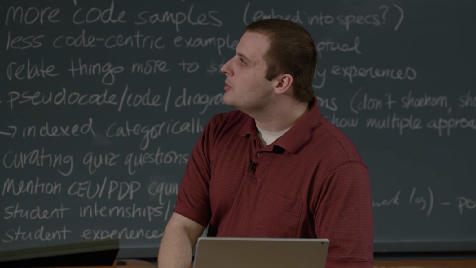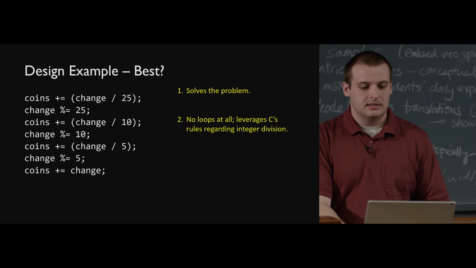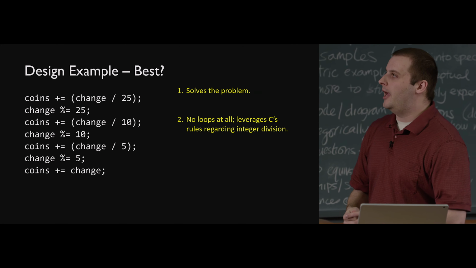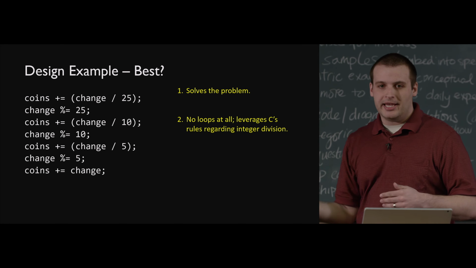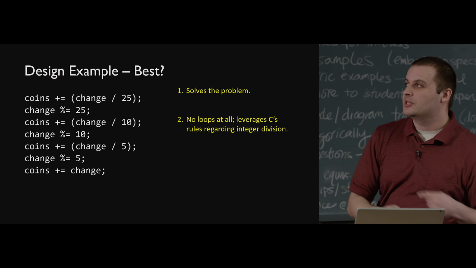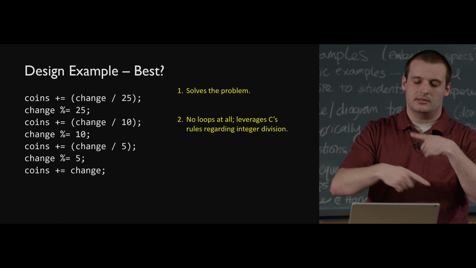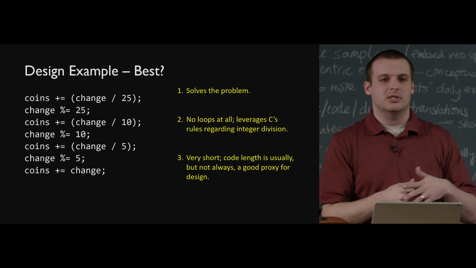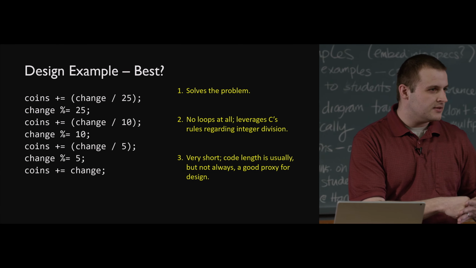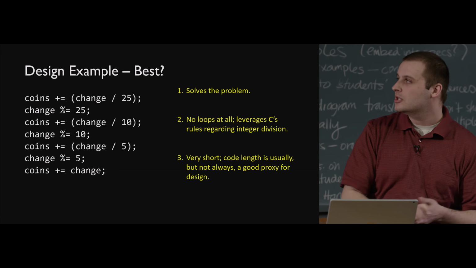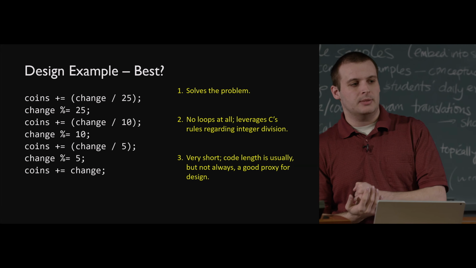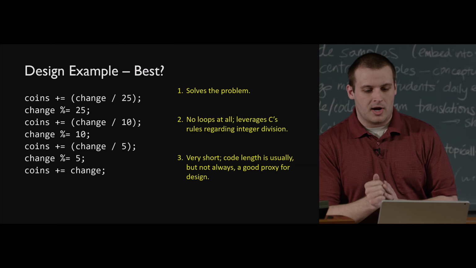And so this solution is pretty cool because it solves the problem, and it doesn't use any loops at all. It uses C's integer division rules, which I won't get into now, but it deals with the truncation of numbers versus the rounding of numbers, and you can leverage the remainders and so on. It's really short. It's 7 lines of code. The first one was 23-ish lines of code. The next one was 14-ish. Now we're down to 7 lines of code. And as I said, code length is usually, but not always, a good proxy for design.